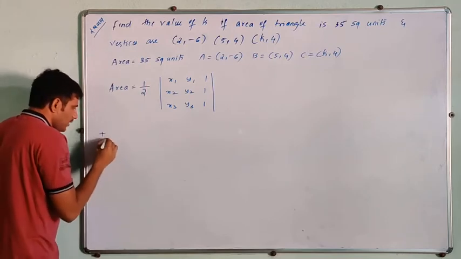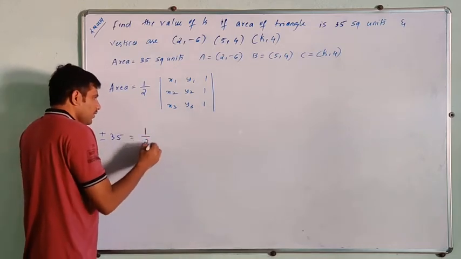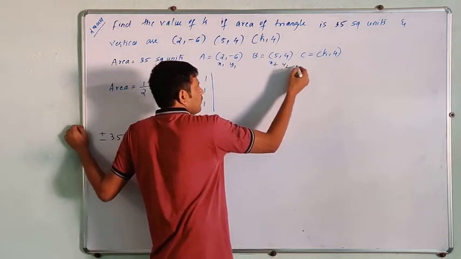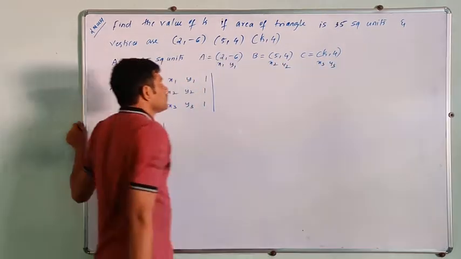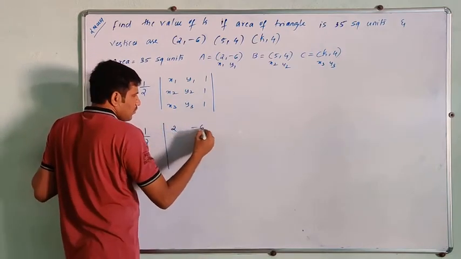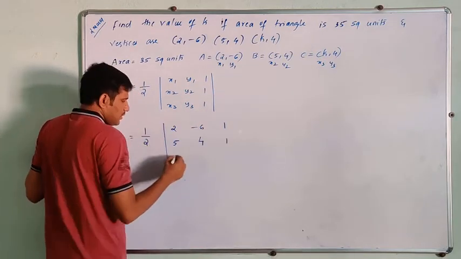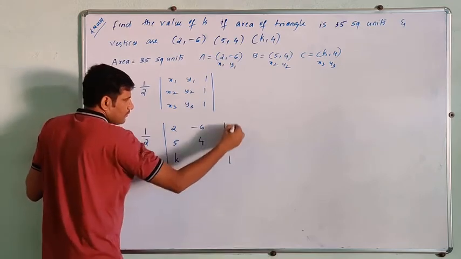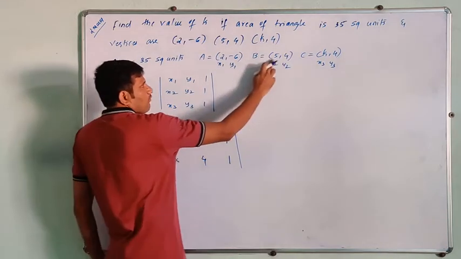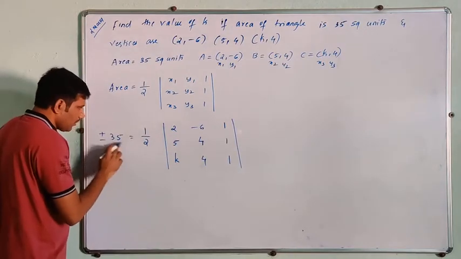Area is 35. Already I told you we should take that plus or minus 35, which is equal to 1/2 into the determinant of this. This is x1 y1, this is x2 y2, and this is x3 y3. So what is x1? x1 is 2, -6, 1. x2 is 5, 4, 1. x3 is k, 4, 1. Substitute the values. Now expand this.